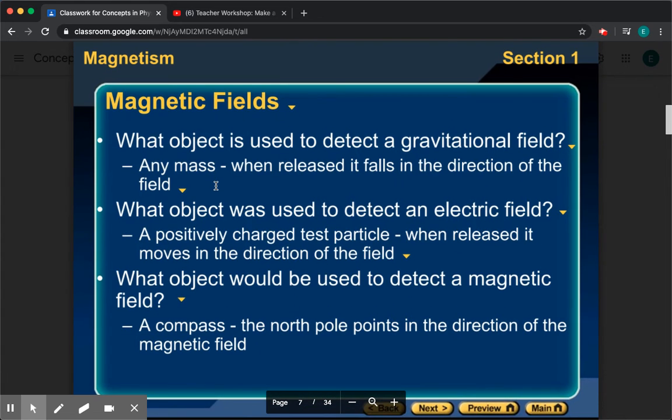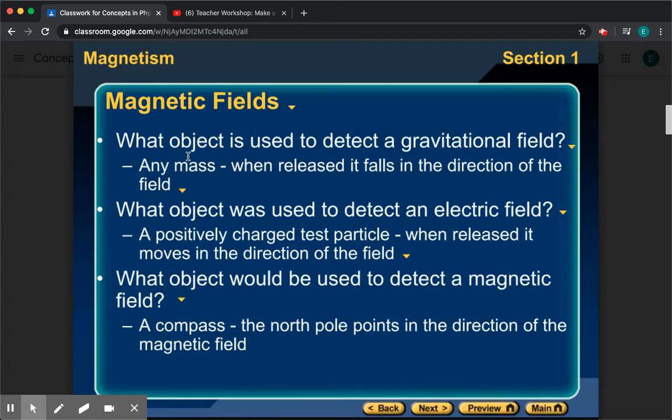Now let's start talking about magnetic fields themselves. So here they're talking about how do we detect fields? Well, how do we know that there's a gravity field around us? Well, if things are falling, none of us are floating, right? We're not magically floating. So that's how we know that gravity is present. That's how we detect the gravitational field.